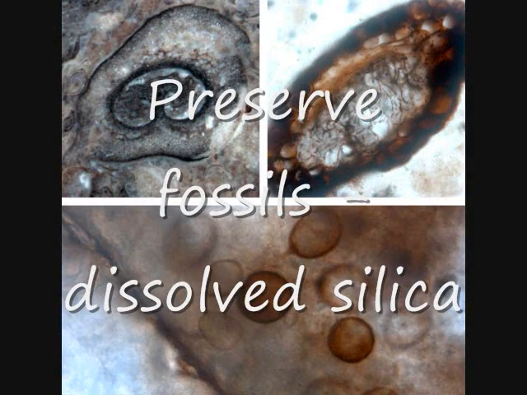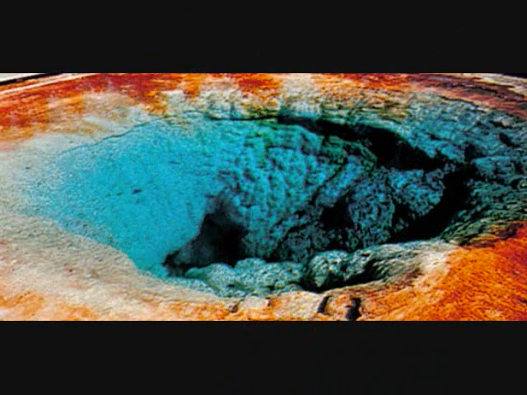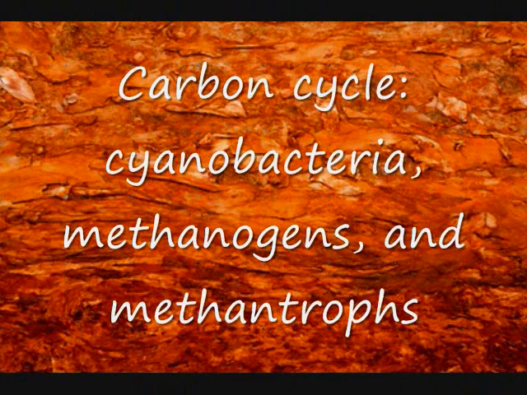Hot springs help to preserve fossils because of the dissolved silica. These fossils include plants, crustaceans, and insects living on the wetlands around the ecosystem. Both algal species and cyanobacteria carry out photosynthesis.